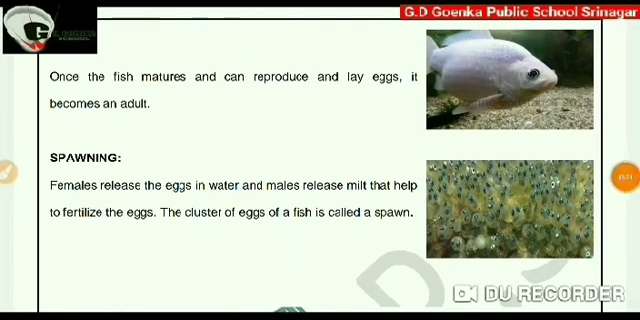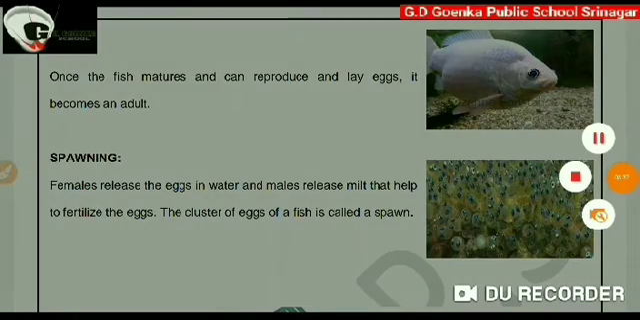Now, the adult stage. Once the fish matures and can reproduce and lay eggs, it becomes an adult. So, these steps constitute the life cycle of fish.